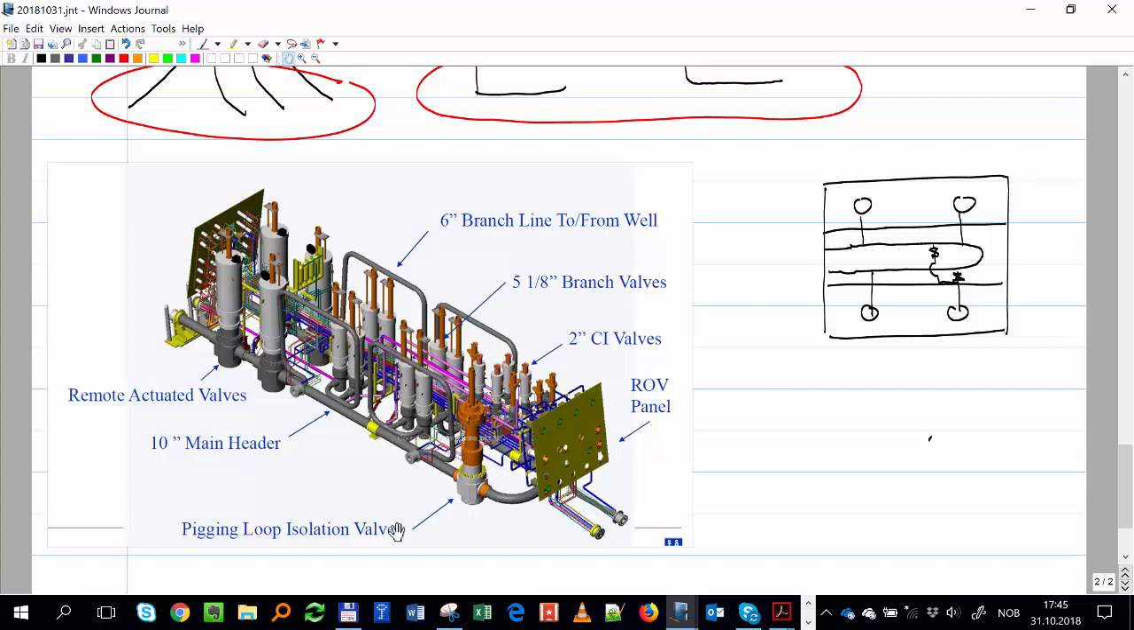This valve is called a crossover valve. Here in our drawing we have a valve separating these two headers. In this case I actually have two lines coming out, because for some reason I decided to test having two lines in this particular example.